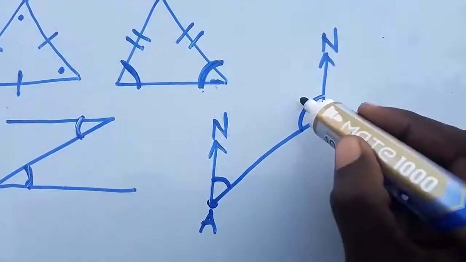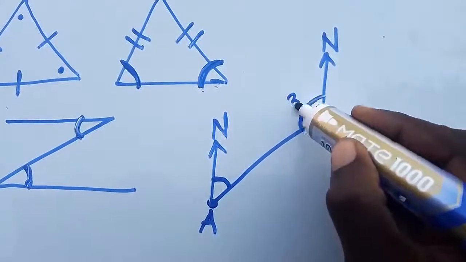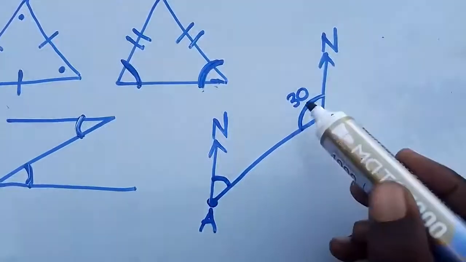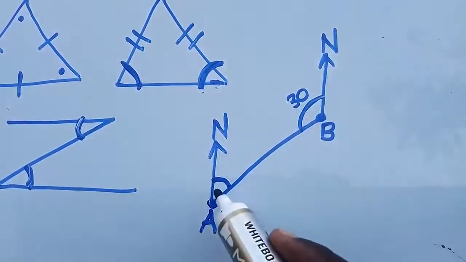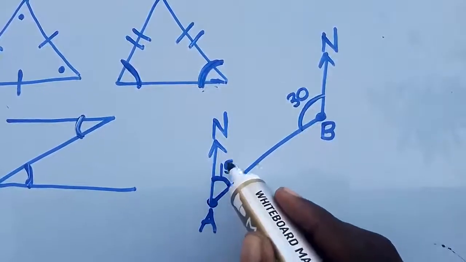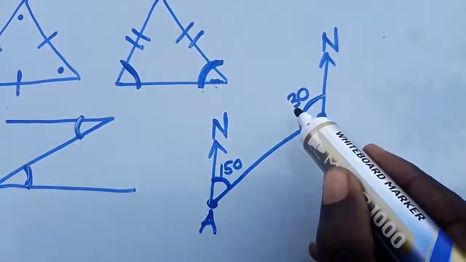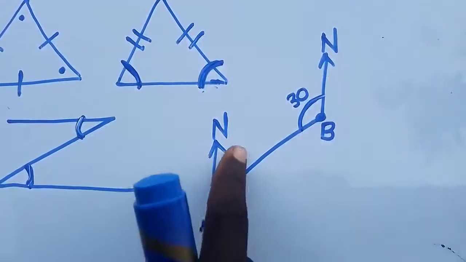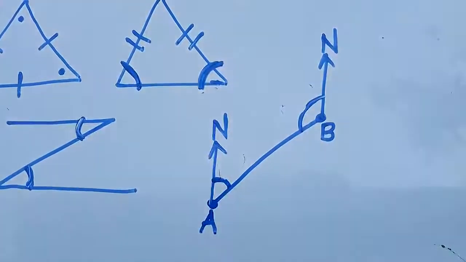So if you are given that here you've got 30, let's say here we've got 30, we are just assuming, which means that the angle that is here is 150. Such that if you add these two, you need to get 180. That's the principle.